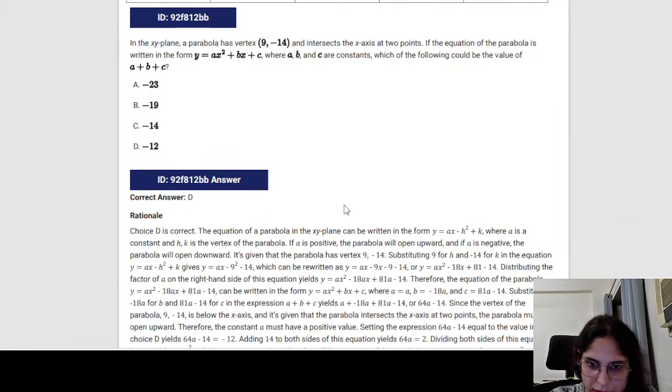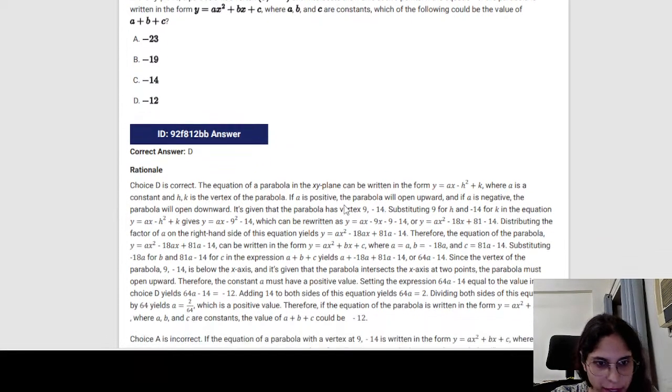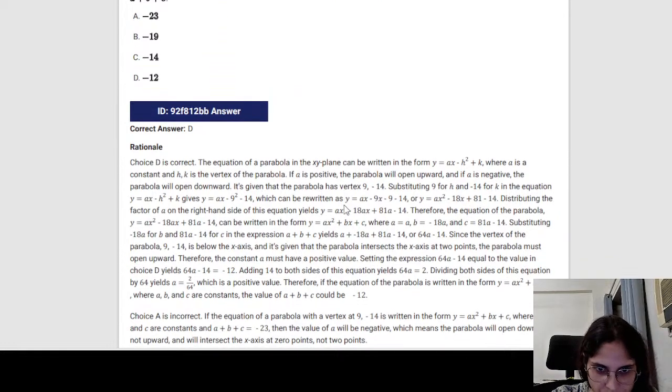If A is positive, the parabola will open upward. If A is negative, the parabola will open downward. Yes. The parabola's vertex is (9, -14).